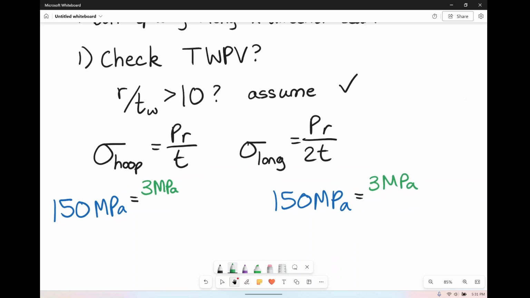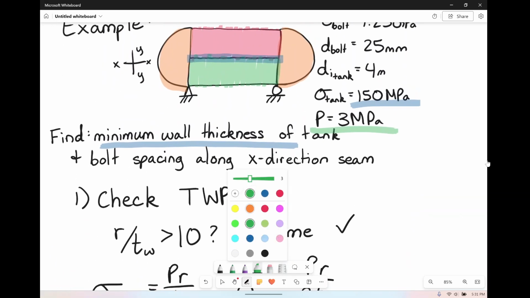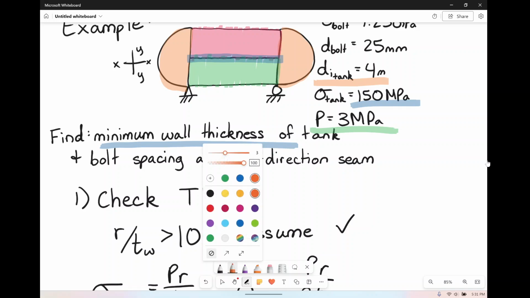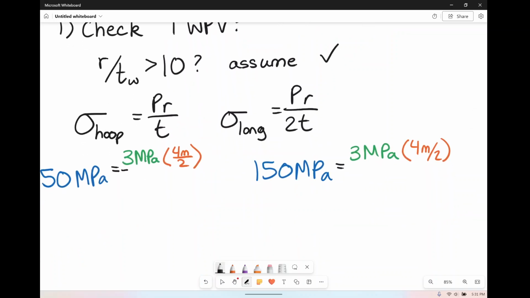Then radius. Again, it's inside radius. And we did actually have an inside diameter, so that makes it pretty easy. That inside diameter was 4 meters, so all we have to do is divide that by 2, and we'll get a radius. So again, it's 4 meters divided by 2, now it's a radius. Again, on both sides, both of our equations here. And then lastly, divided by our thickness, or divided by 2 thicknesses.